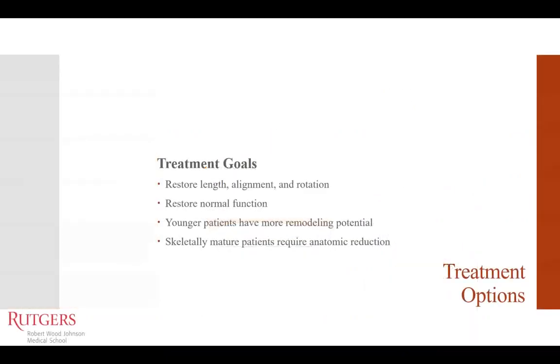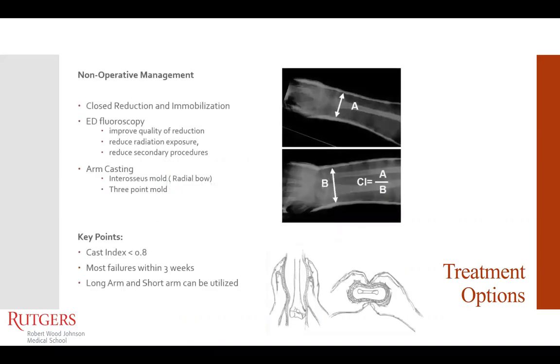So treatment goals, very generally: you want to restore length, alignment, rotation, and restore normal function, the normal range of motion. Younger patients, as we're all probably well aware, have very strong remodeling potential. As you get older, that remodeling potential decreases, and as you become skeletally mature, you need more anatomic reduction. All of this comes into your management strategy. So we're going to start with non-operative management. Normal function is often achieved with non-operative management alone.